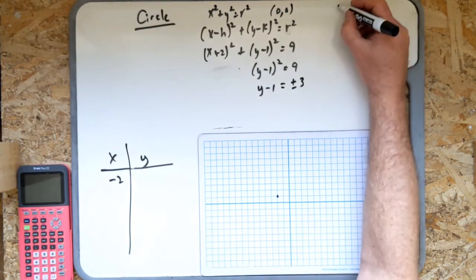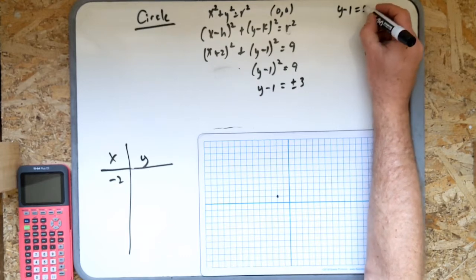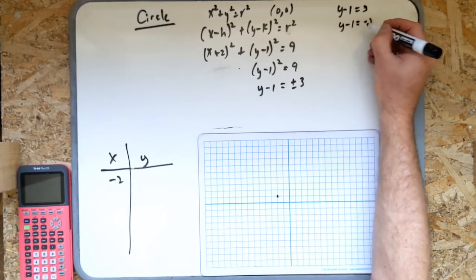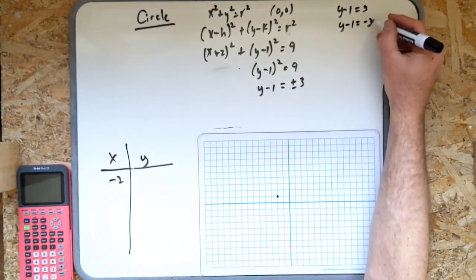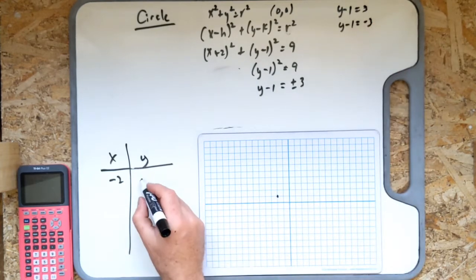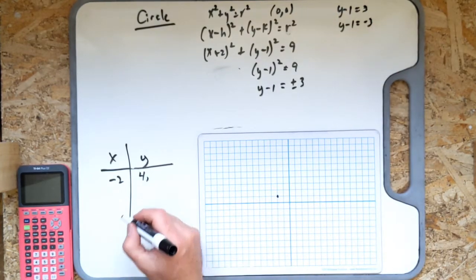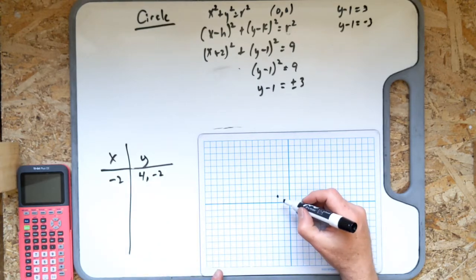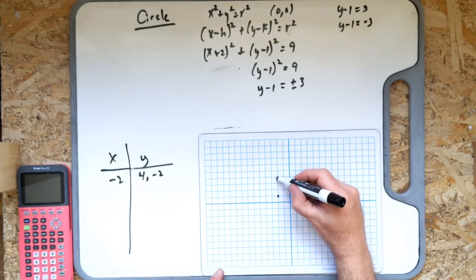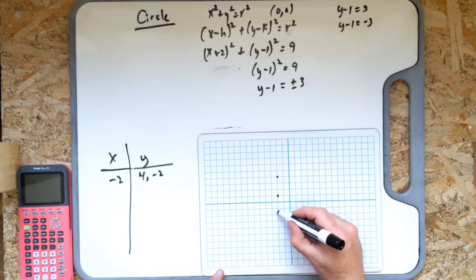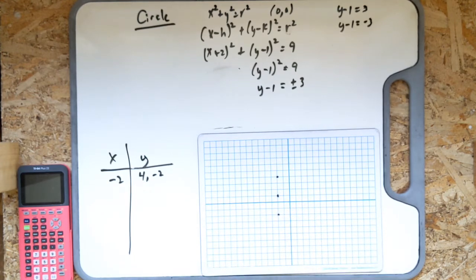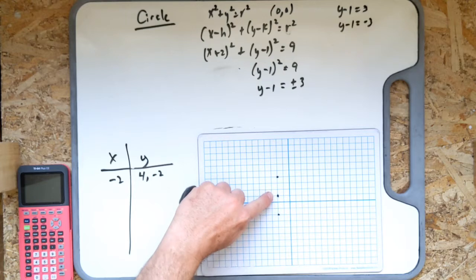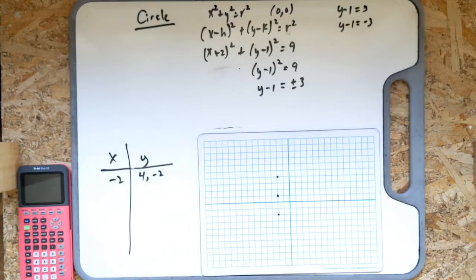That gives me two equations. y minus 1 equals 3, and y minus 1 equals -3. This one gives me a y of 4, and the other one gives me a y of -2. So there's my 2 points. -2, 4, and -2, -2. And you can see already it's starting to take shape. So I've got my center there, and these were each 3 apart, my radius.